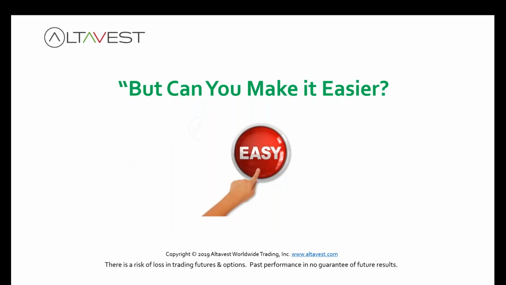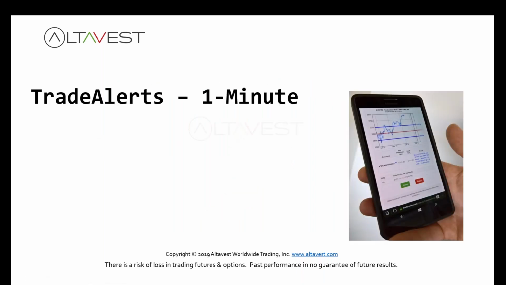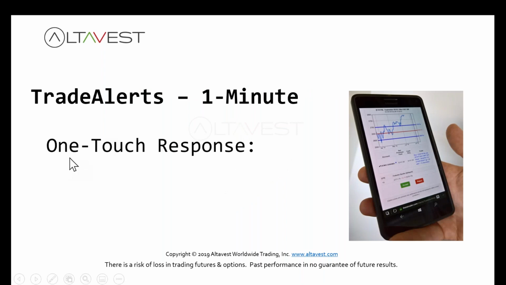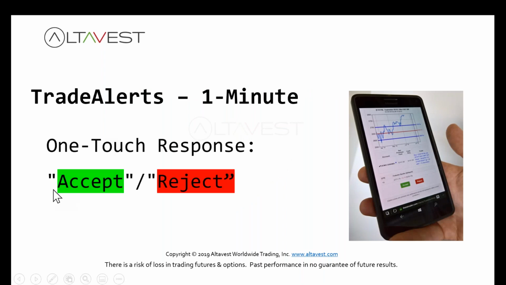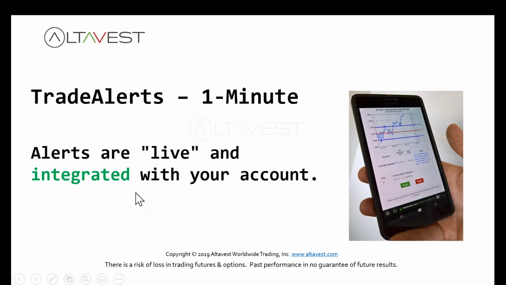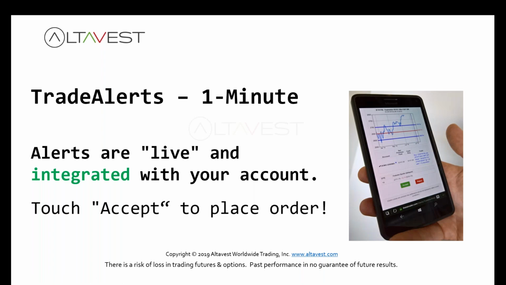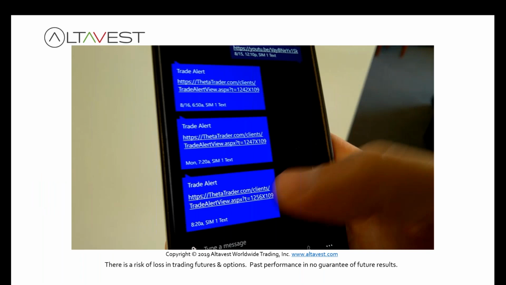So this is how to make it even easier, folks. 1-minute trade alerts. And what am I talking about? These are one-touch responsive alerts. You simply accept or reject with your phone or your pad or your device. These are live and they're integrated with your account. So something I don't think you've probably seen before. So you touch accept and then the order's placed, and it's that easy. Here's an example.